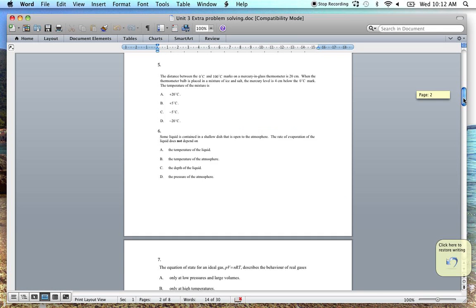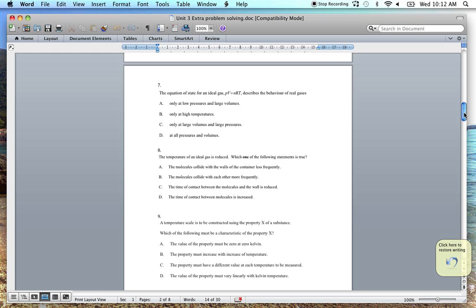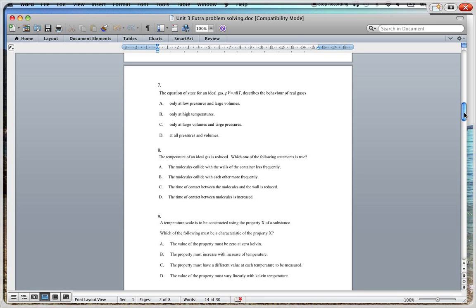We have in this one, in question 7, the equation of state for an ideal gas, PV equals nRT, describes the behavior of real gases. Okay, so this describes the behavior of real gases. Now, it would describe the behavior of an ideal gas for all pressures and volumes. For this one over here, I would probably say it is A, only at low pressures and large volumes.